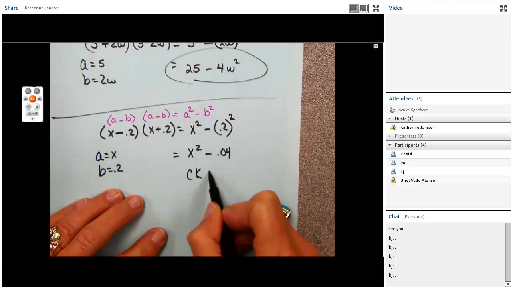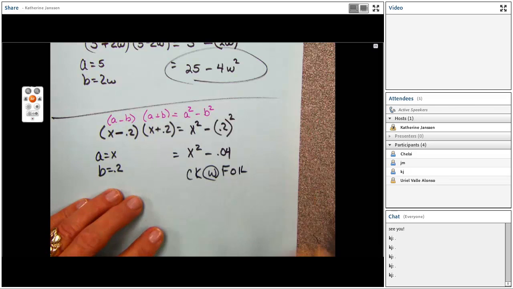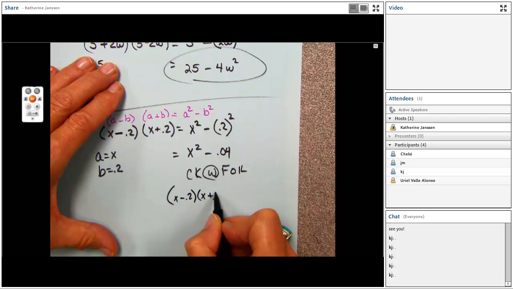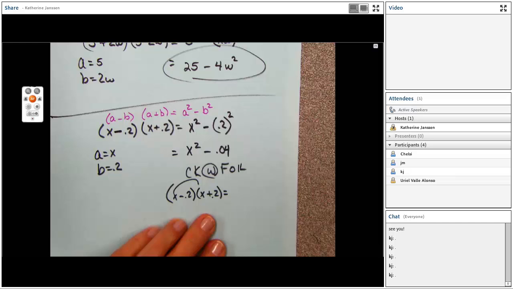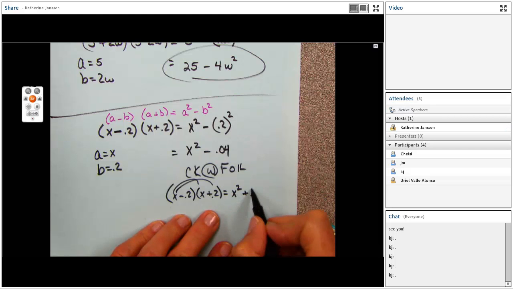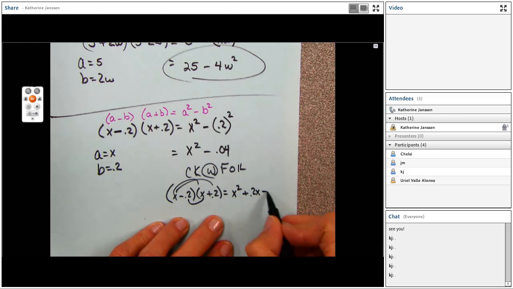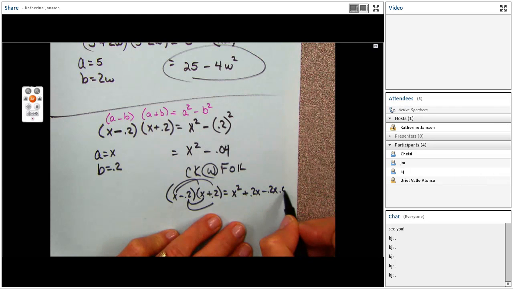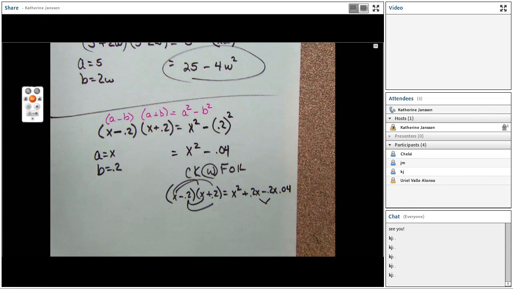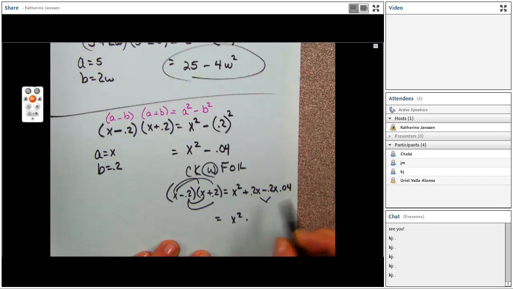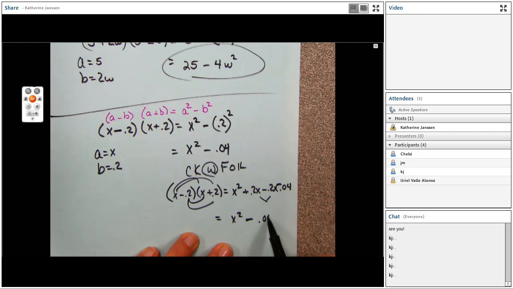Well, let's check this one. We can always check with FOIL. First terms would be x squared. Outer terms would be 0.2x. Inner term is going to be a negative 0.2x. And my last term's 0.2 times 0.2, we decided was 0.04. And sure enough, your middle terms have opposite signs, so they will cancel out, leaving x squared minus 0.04.